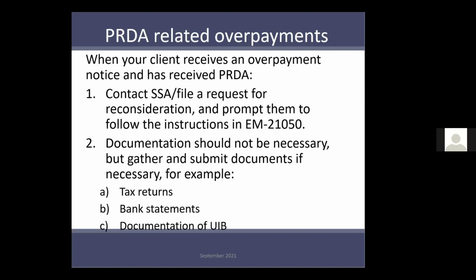But in this situation, you want to file a request for reconsideration and prompt Social Security to follow the instructions in EM 21050. I put contact Social Security / file a request for reconsideration because, you know, every once in a while when there's a payment issue, it just depends on your relationship with Social Security. Do you have a friendly person at the office who you can say, hey, I think you guys got this wrong? And did you even ask her what was received as pandemic-related disaster assistance?